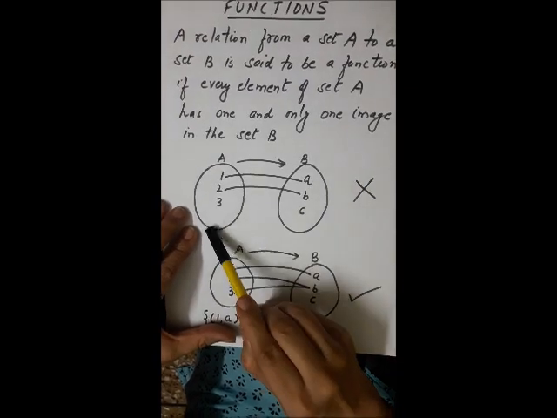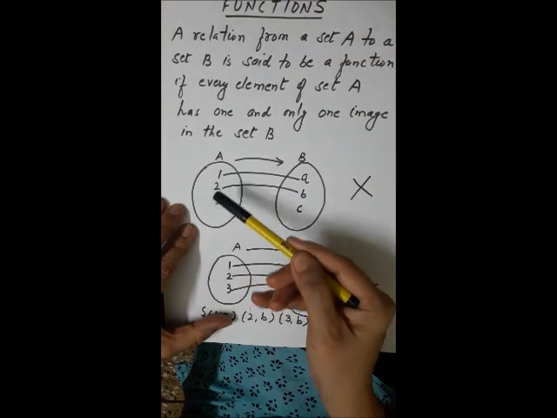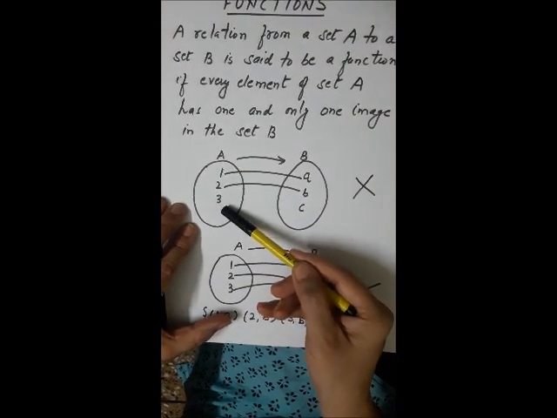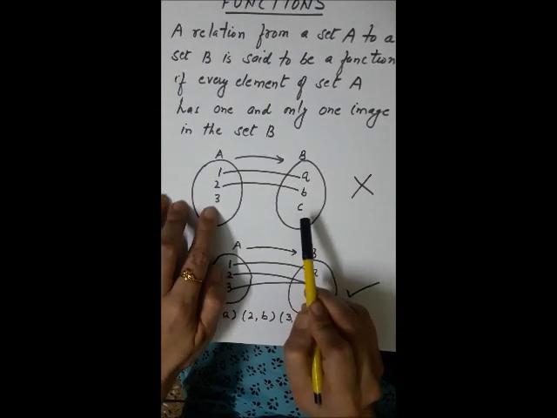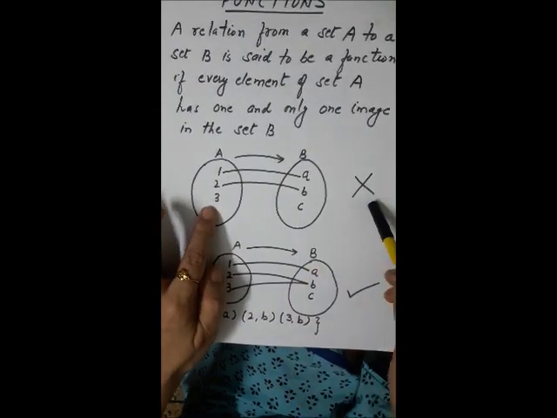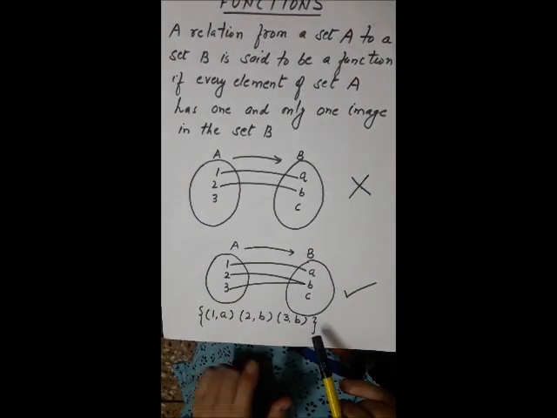Now, the relation becomes a function only if all elements are associated. So, the element 3 is not associated anywhere. So, it is not a function. Let's come to the second figure.